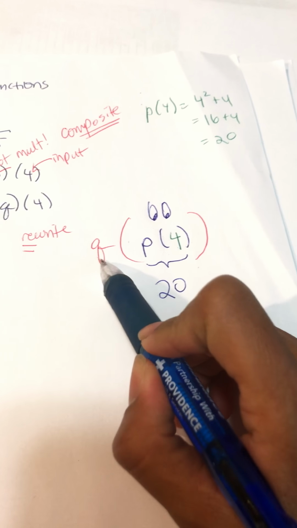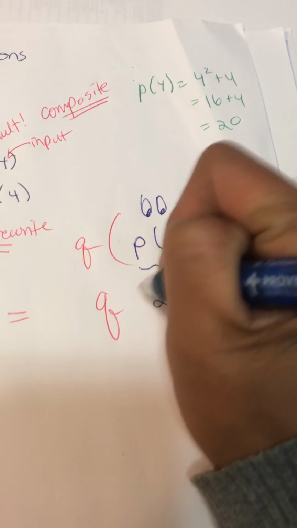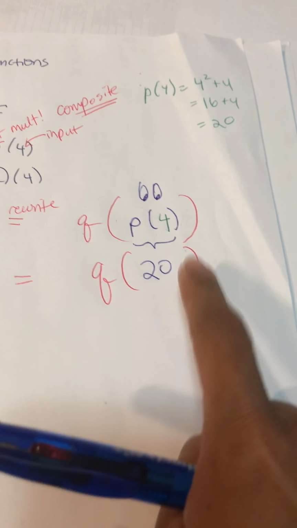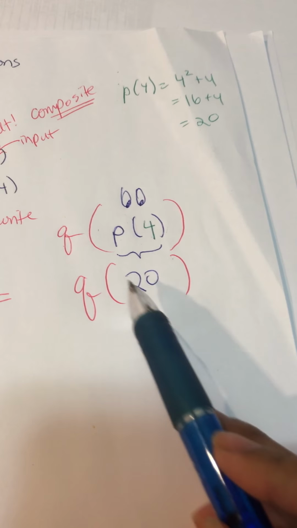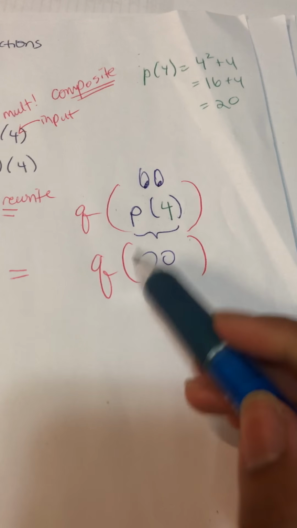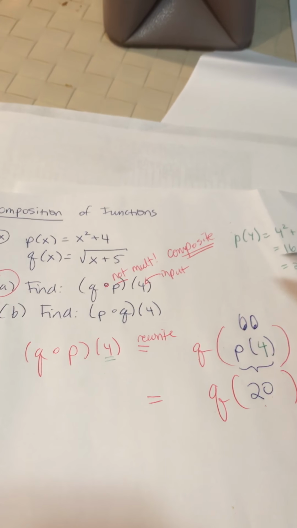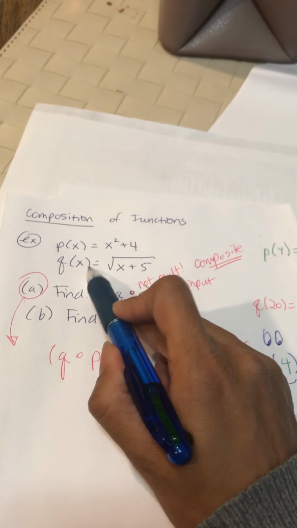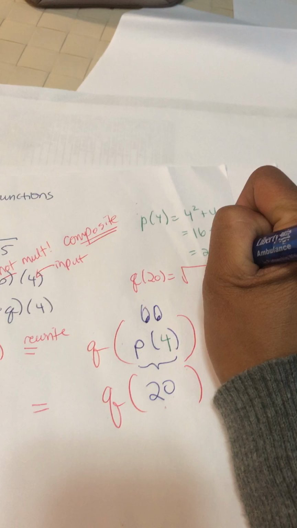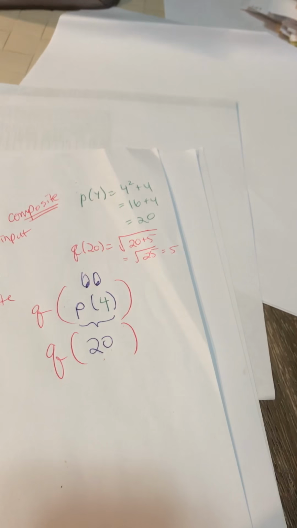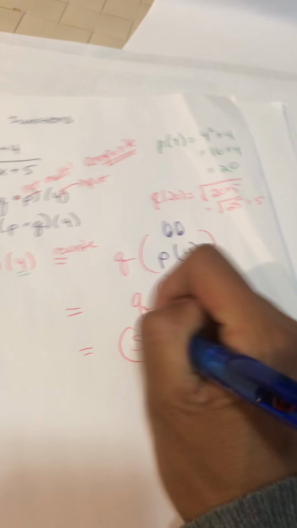Originally I told you to ignore this Q. Well, now we no longer ignore it. Now we look at the outside function, and we have Q of 20. That means I plug 20 into my Q function to see what I get. Q of 20 is the square root of 20 plus 5, which is the square root of 25, which is just equal to 5. So this answer is 5.